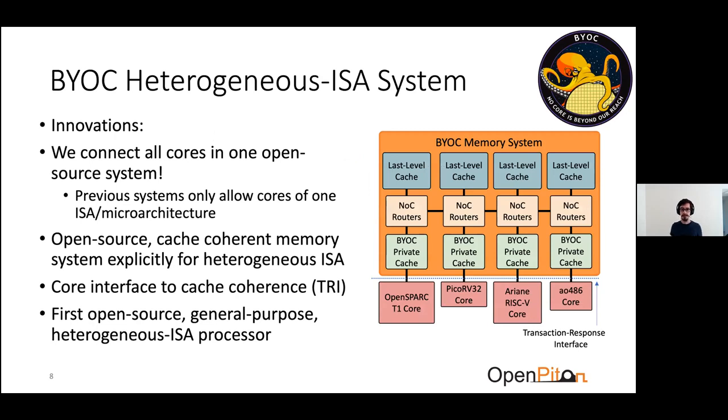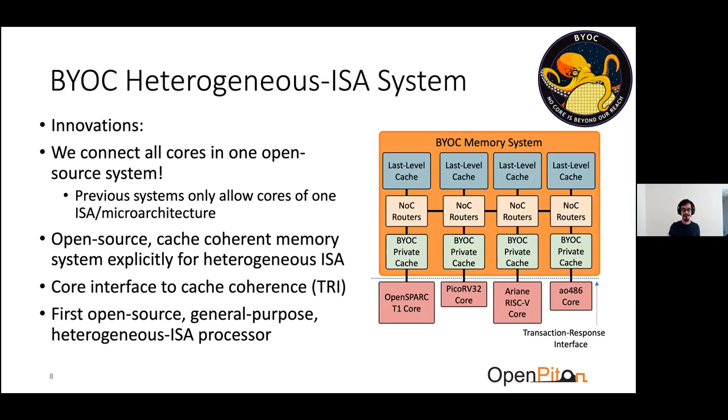And so the system that we built, we call Bring Your Own Core, or BYOC, because the intent is that people will actually bring their own cores and plug them in, right? And then we can start to do some really interesting research based on this. And some of the innovations that we had in building this, the first of these is that we actually can connect a whole bunch of different cores in a single open source system, right?